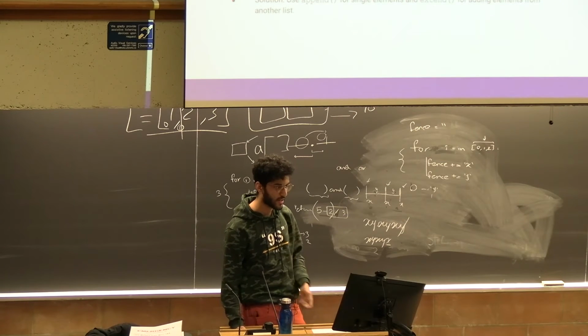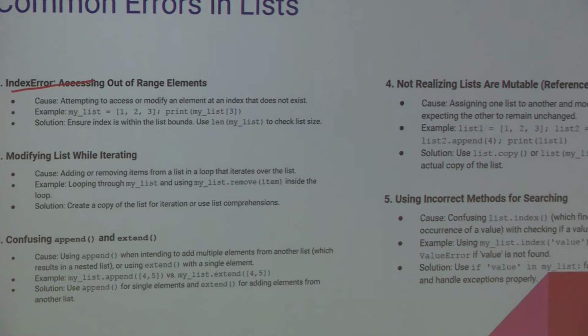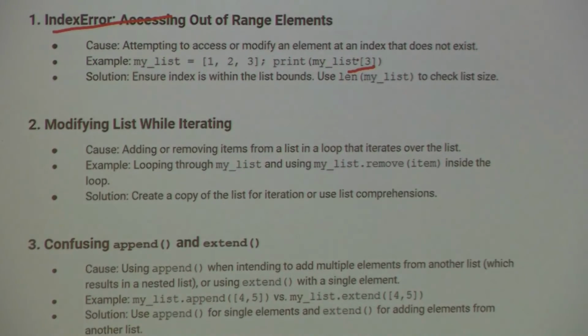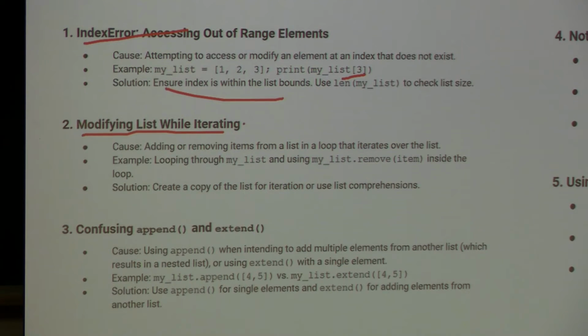Okay. I have a list of common errors in lists. First one is basically index error that we just covered. If I try to access something which is not in the list, it will give an error. Next, modifying the list while iterating. Why is this important? In your midterm, you might have a question where you have to write a big code example, and you are iterating over a list with while. Sometimes people change the list while they are iterating.